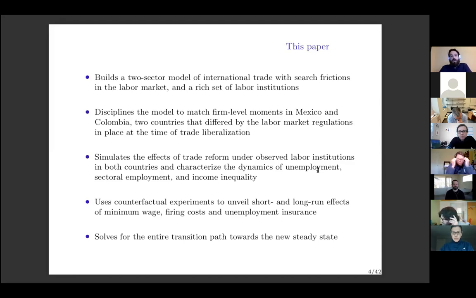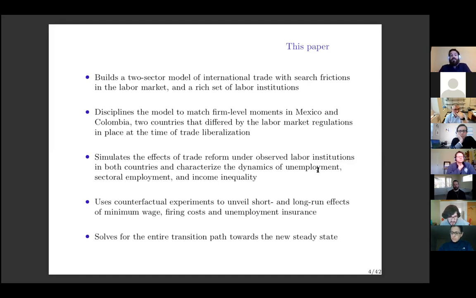I'm going to discipline the model using firm-level data for the industrial sector in Mexico and in Colombia. Why these two countries? Well, for three reasons. The first reason is that both of them went through a series of trade liberalizations. In particular, the first major liberalization in Mexico was in 1986, the one in Colombia in 1992.